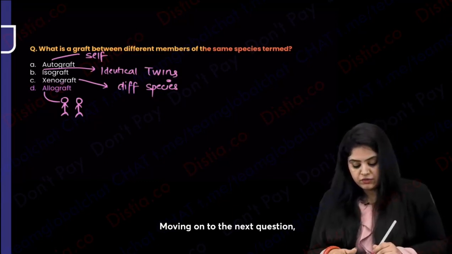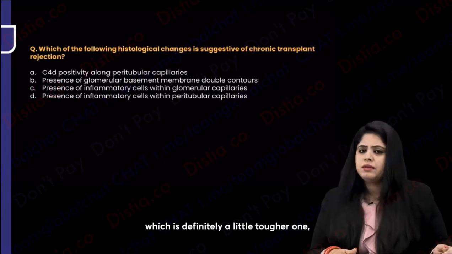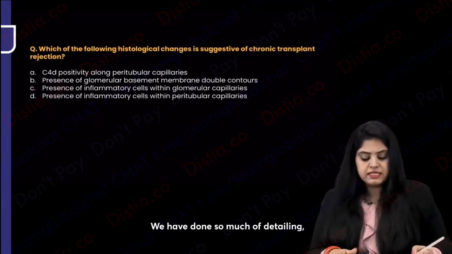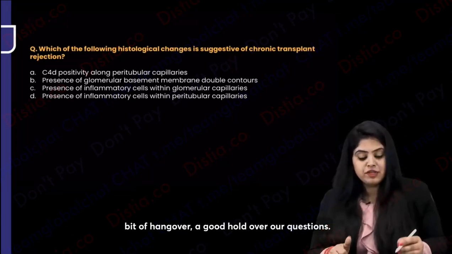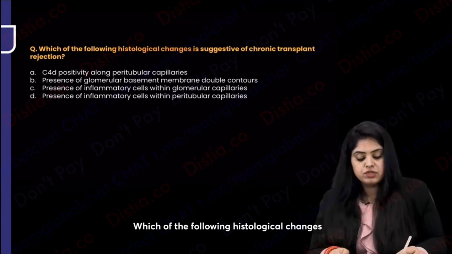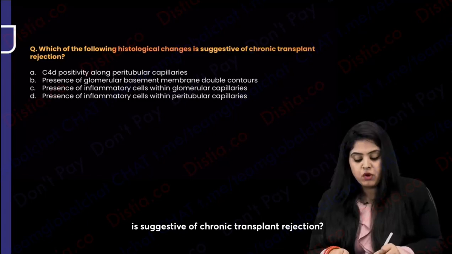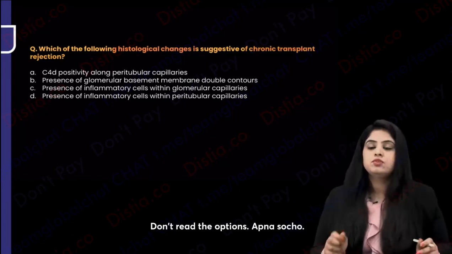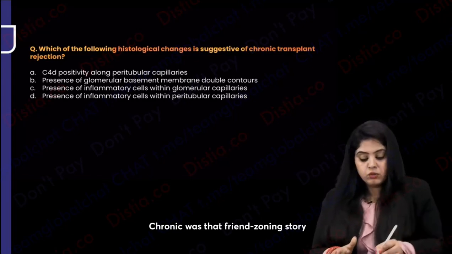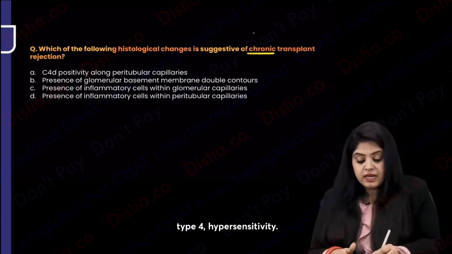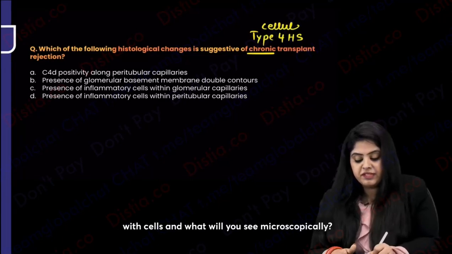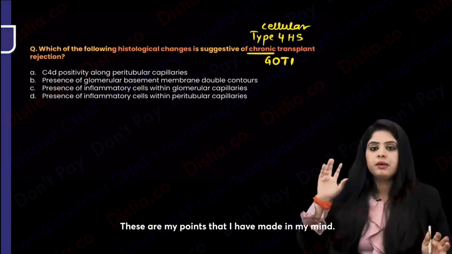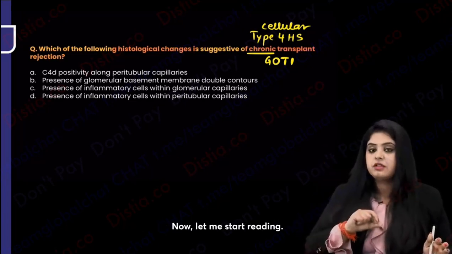Moving on to the next question, which is definitely a little tougher one, but let's try. We've done so much detailing. Let's see if we can have a good hold over our questions. Which of the following histological changes is suggestive of chronic transplant rejection? Don't read the options. Think on your own. Chronic was that friend zoning story. Type 4 hypersensitivity, which means it was all to do with cells. And what were you seeing microscopically? You were seeing GOTY. These are my points that I have made in my mind. Now let me start reading.